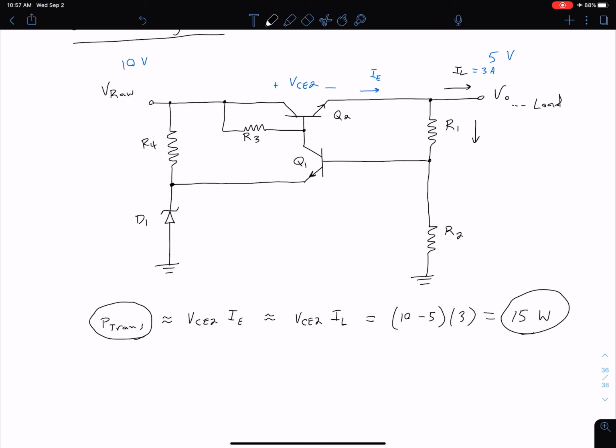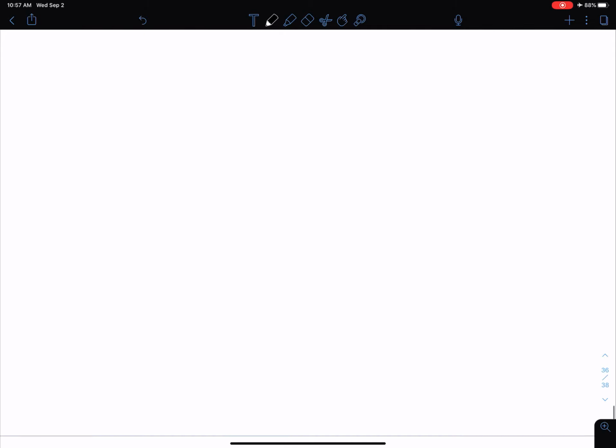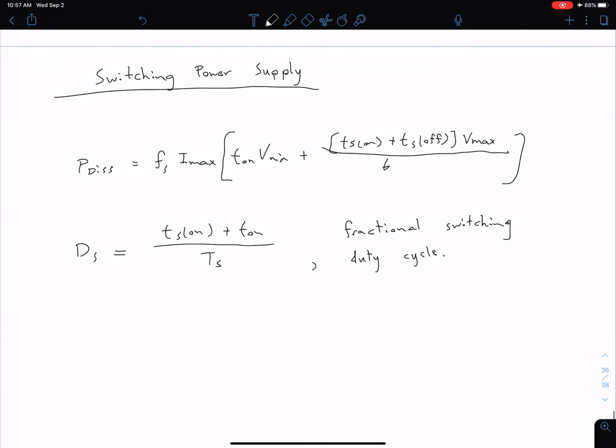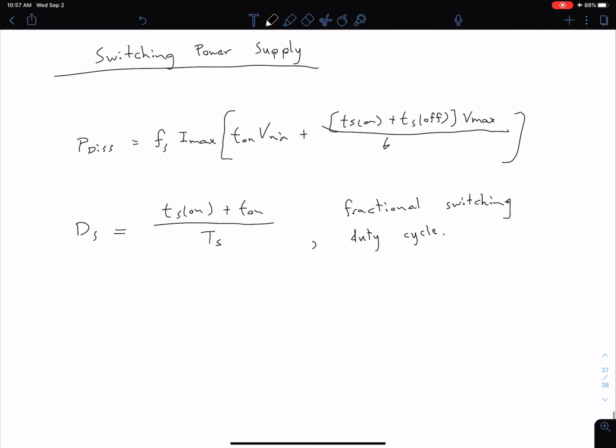Let's take a look at our average power dissipated in our switching supply and compare it to this transistor in our linear regulator. I've copied a couple of our important equations for our switching power supply. These two equations are from our previous video. We found our average power dissipated is equal to this term here, and we also defined this fractional switching duty cycle, ds, as shown on the screen.